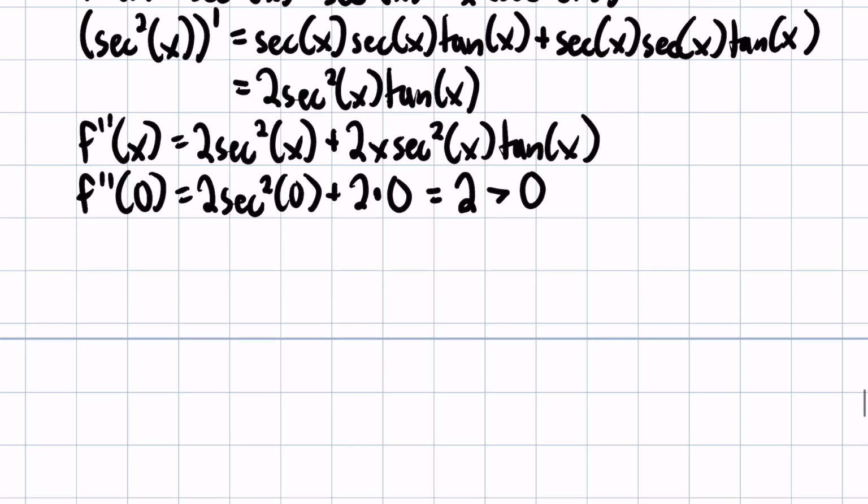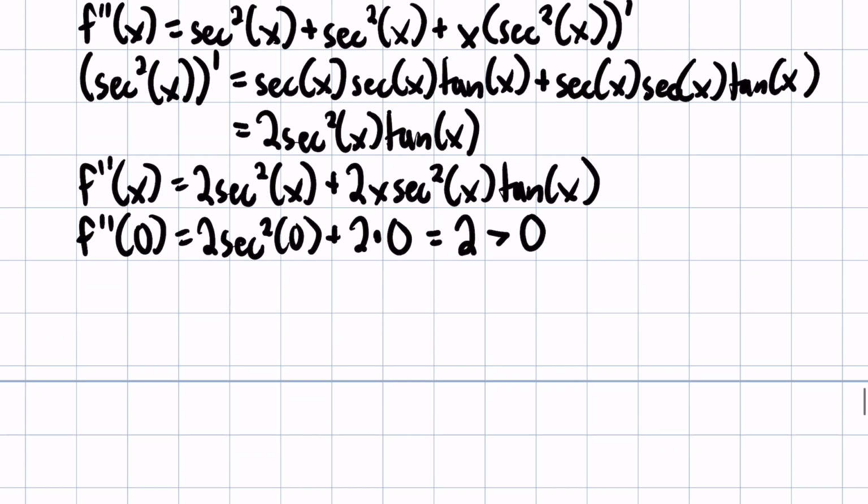And that's positive. So if it's positive, that means we're concave up here, right? If we're concave up, we have a local minimum at x equals 0.